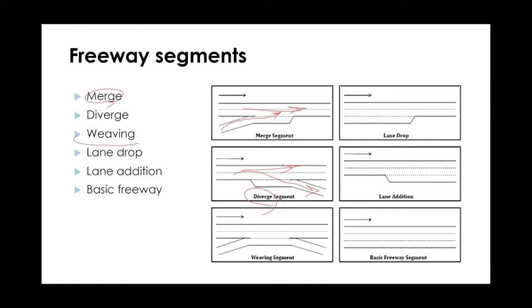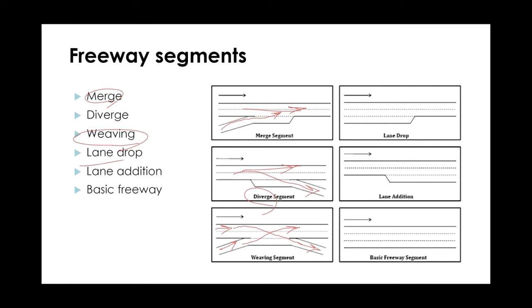We have an interesting segment called a weaving section or weaving segment on a freeway. The reason it's called weaving is that we have an on-ramp followed by an off-ramp. What will happen here is that we have the mainline traffic, and the vehicles getting into the freeway from the on-ramp will merge into the main line. At the same time, some of the vehicles on the main line will change lanes to actually leave the freeway. So because of this crossing behavior, it's called a weaving segment.